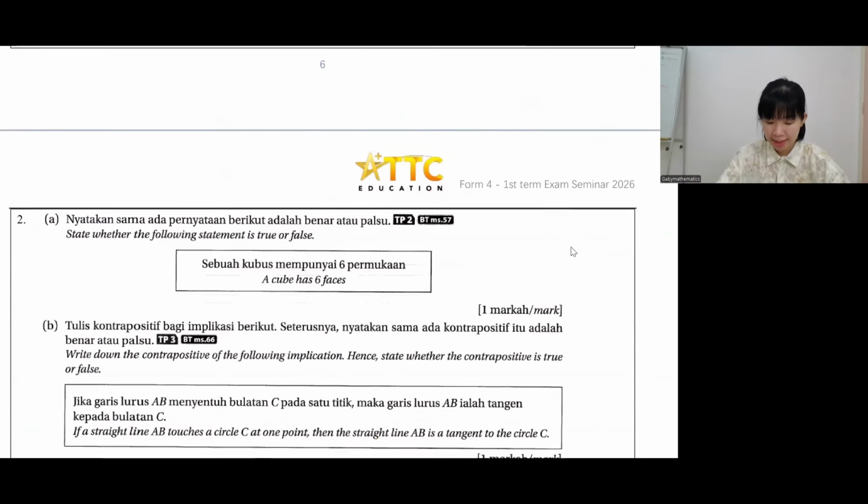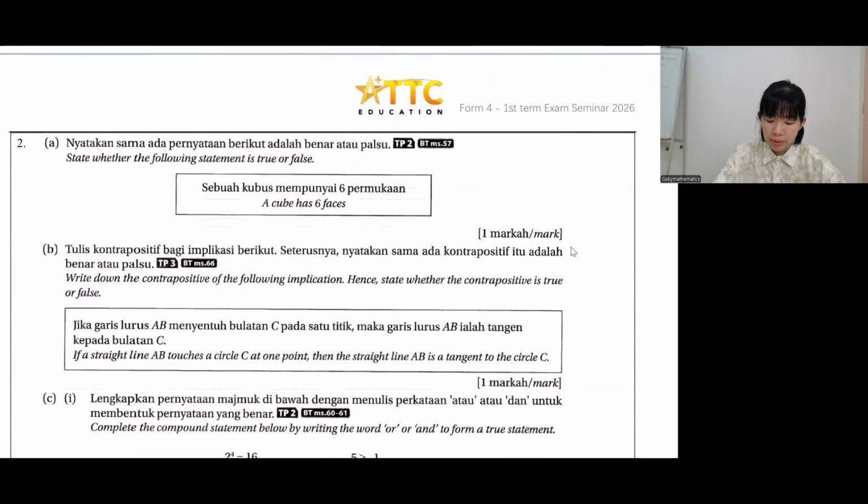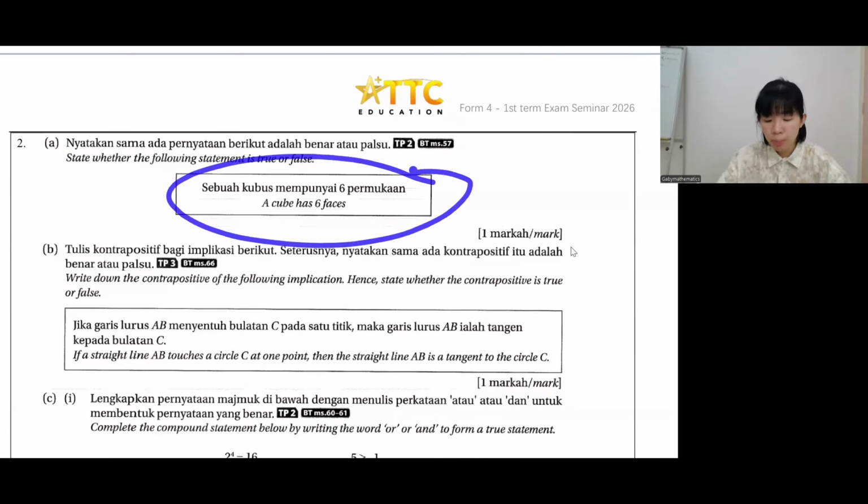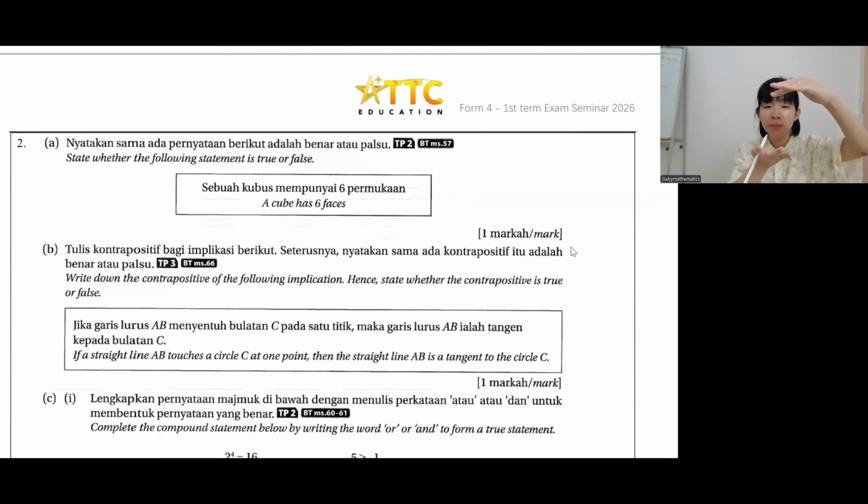Okay, 3, 2, 1, next. Now, state whether the following statement is true or false. Question number 2. A cube has 6 faces. What do you think? Sebuah kubus mempunyai 6 permukaan. So we have top, bottom, left, right, front, back, total 6 surfaces. So this is true. Okay, benar.